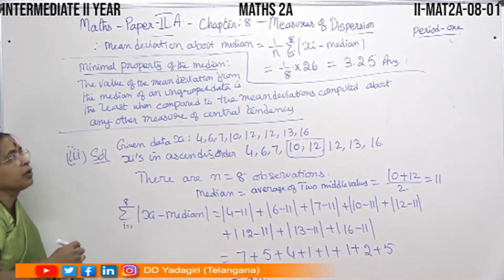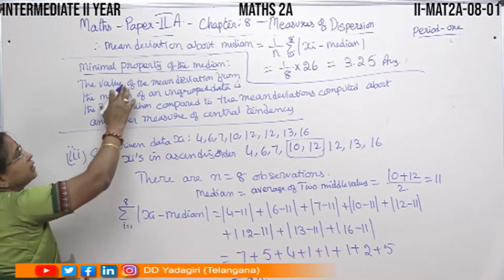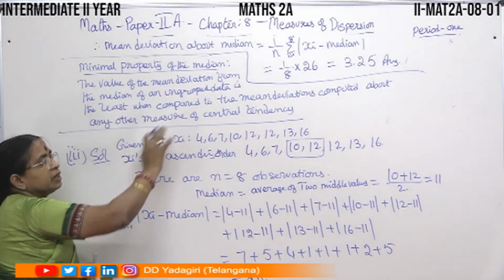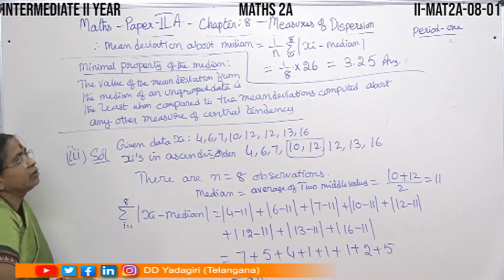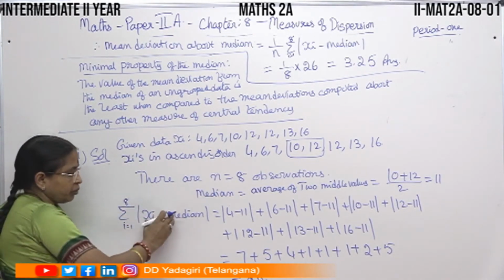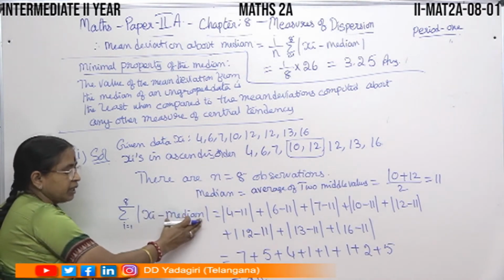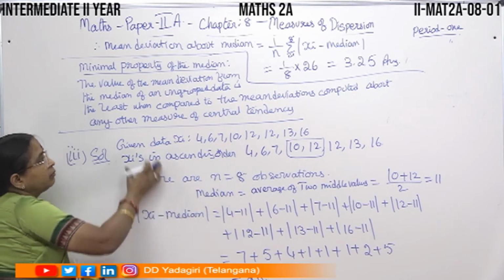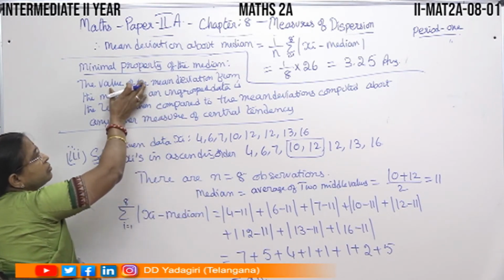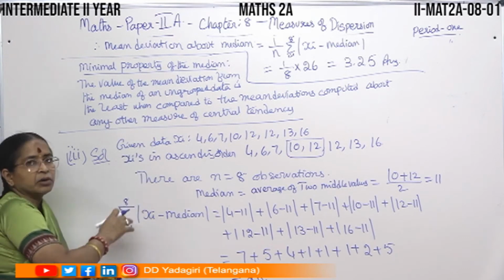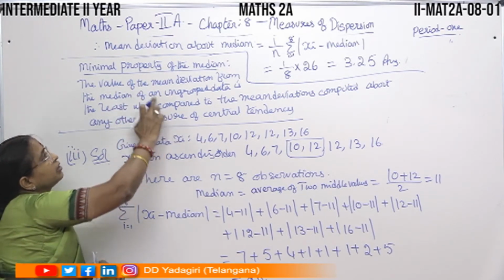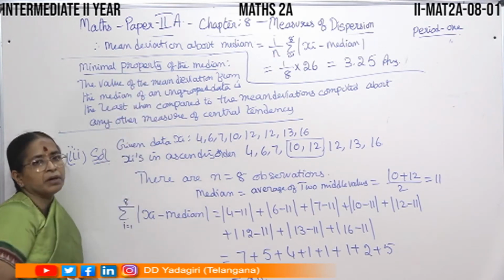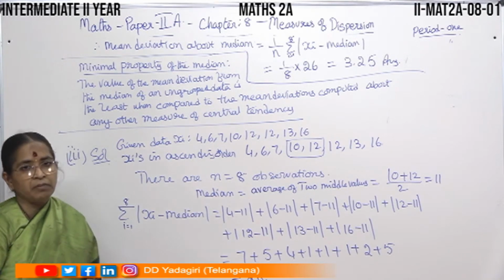Now the next is the minimal property of the median. You just learn this definition. When you find the mean deviation from the median for any ungrouped data, that will be the least value. When you take the mean deviation about any other value, like mean deviation about mean or mode, it will be more than the mean deviation about median. So this gives you the exact idea about the given data. This property of mean deviation about median is called the minimal property of the median. That's all. With this we completed this chapter.